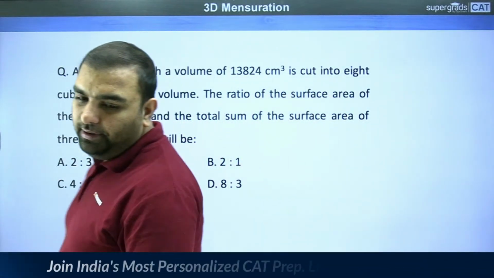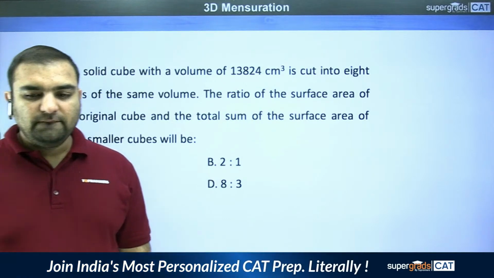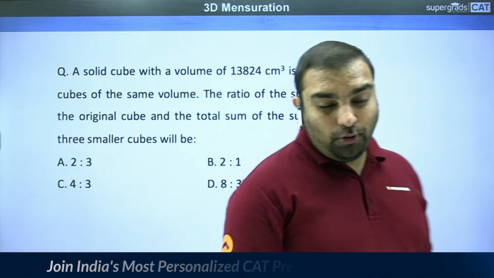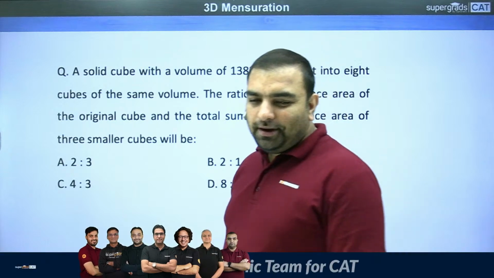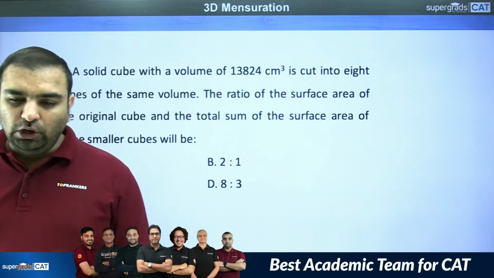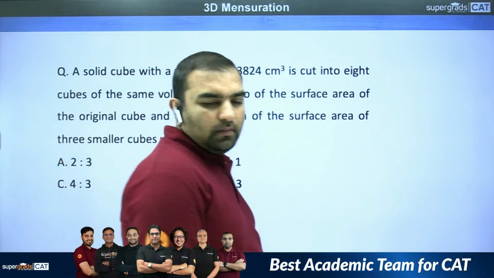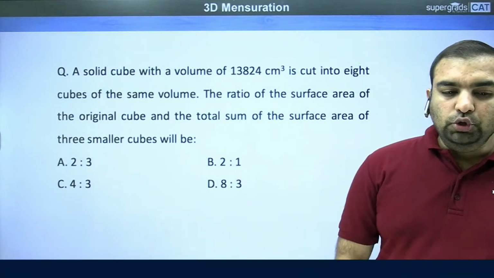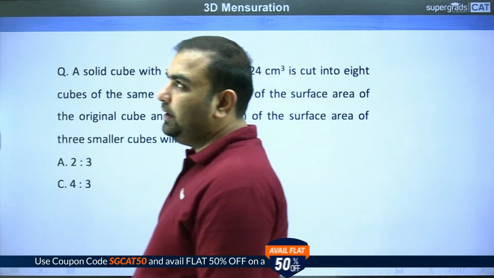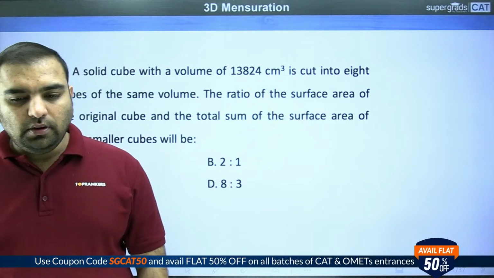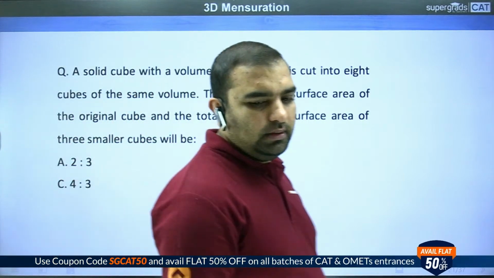A solid cube with volume of 1324 is cut into 8 cubes of same volume. We are cutting cubes from a cube only.